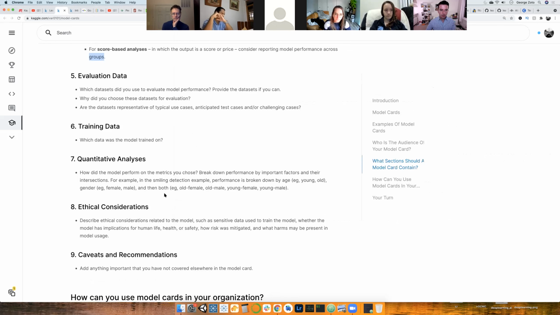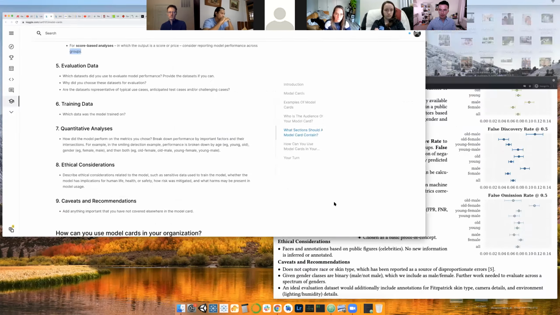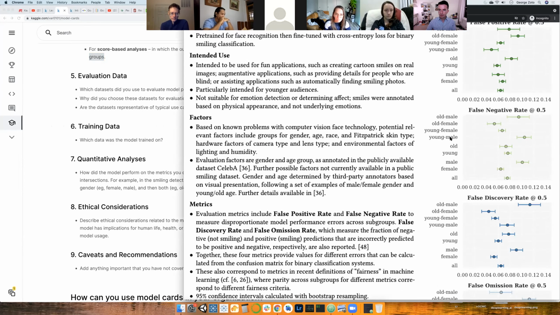Yep, and the other one is quantitative analysis. Basically, how did your model perform on metrics you choose? You can break it down by different factors like age or gender, or both. And the way they do that is by these graphs.